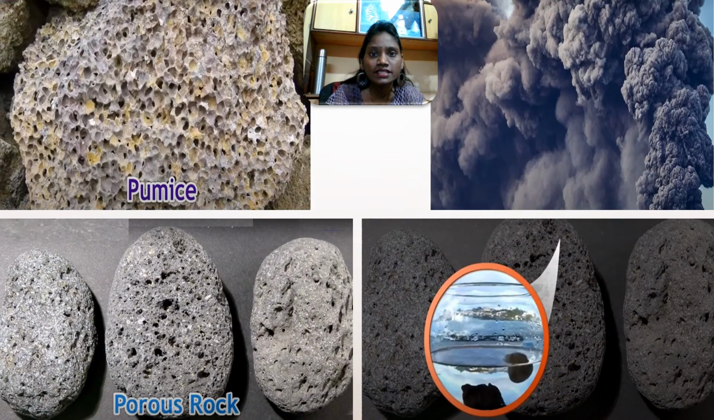Pumice is an example of igneous rock. This is formed out of volcanic froth. It is a porous rock. As its density is quite low, it can float on water.